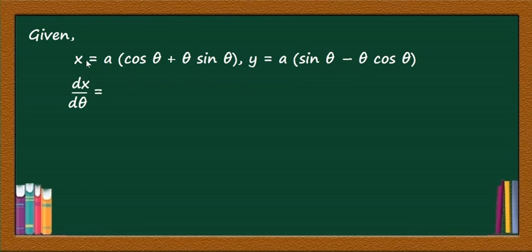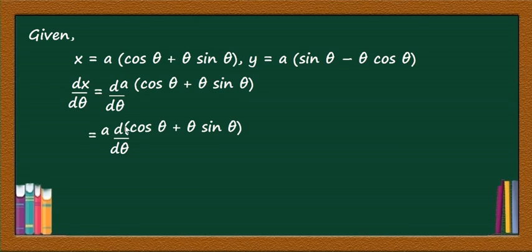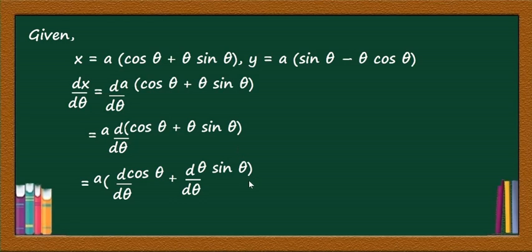Let us differentiate x with respect to theta. We will have d by d theta of a into cos theta plus theta sin theta. A is constant and you can take it outside the derivative: a into d by d theta of cos theta plus theta sin theta. That is a into d by d theta of cos theta plus d by d theta of theta sin theta.